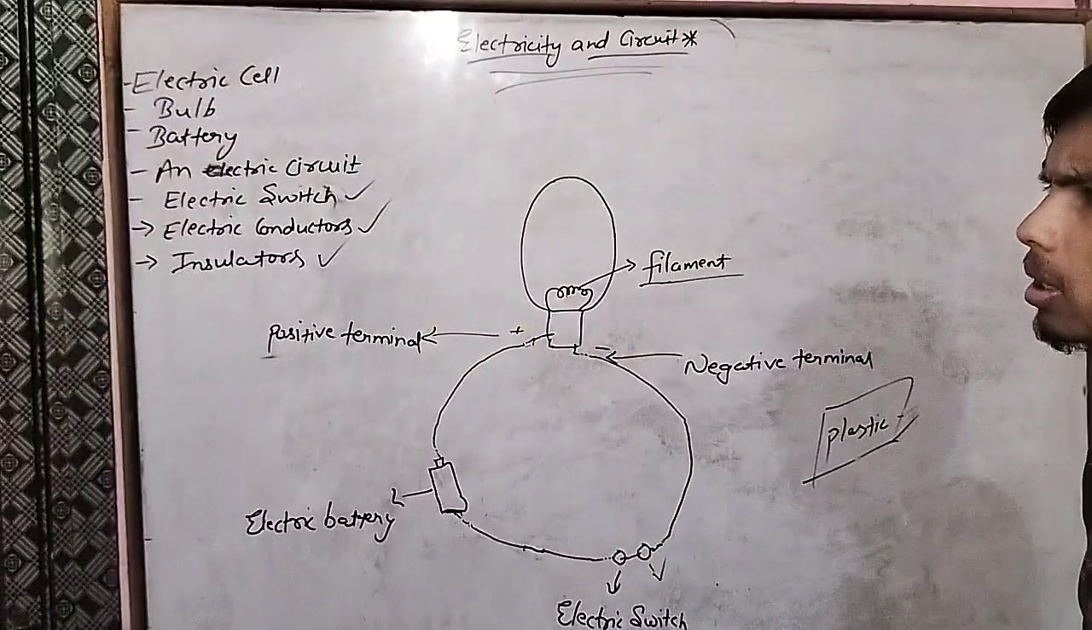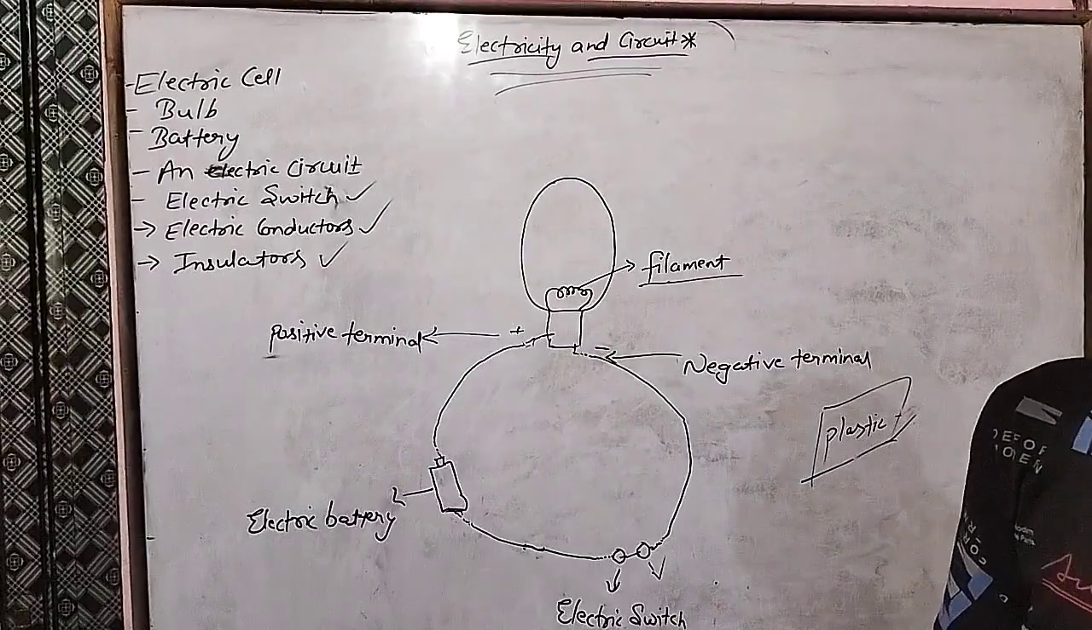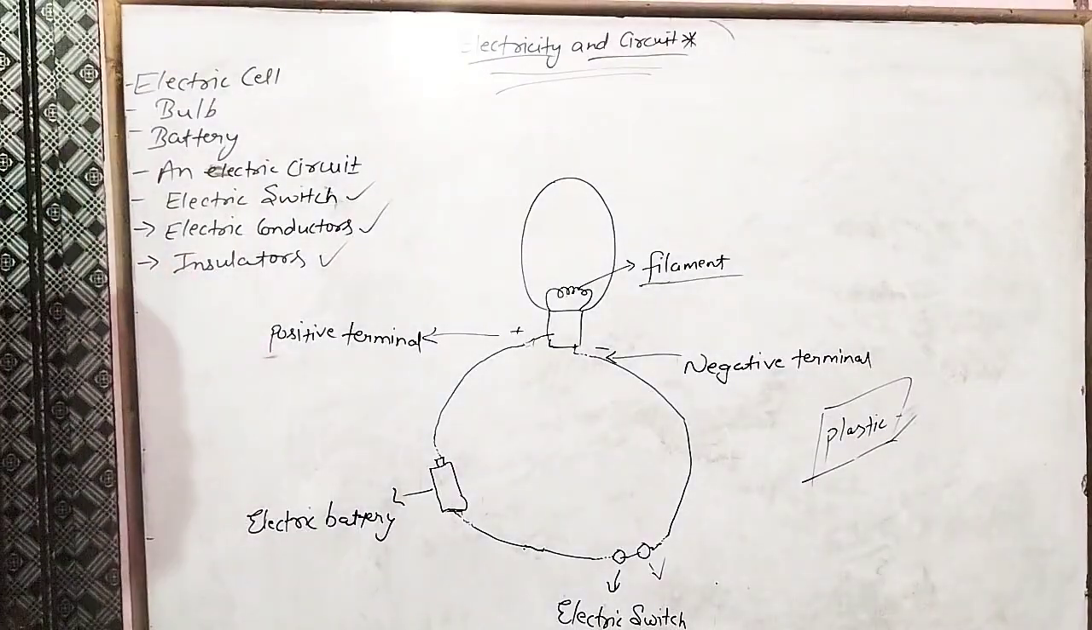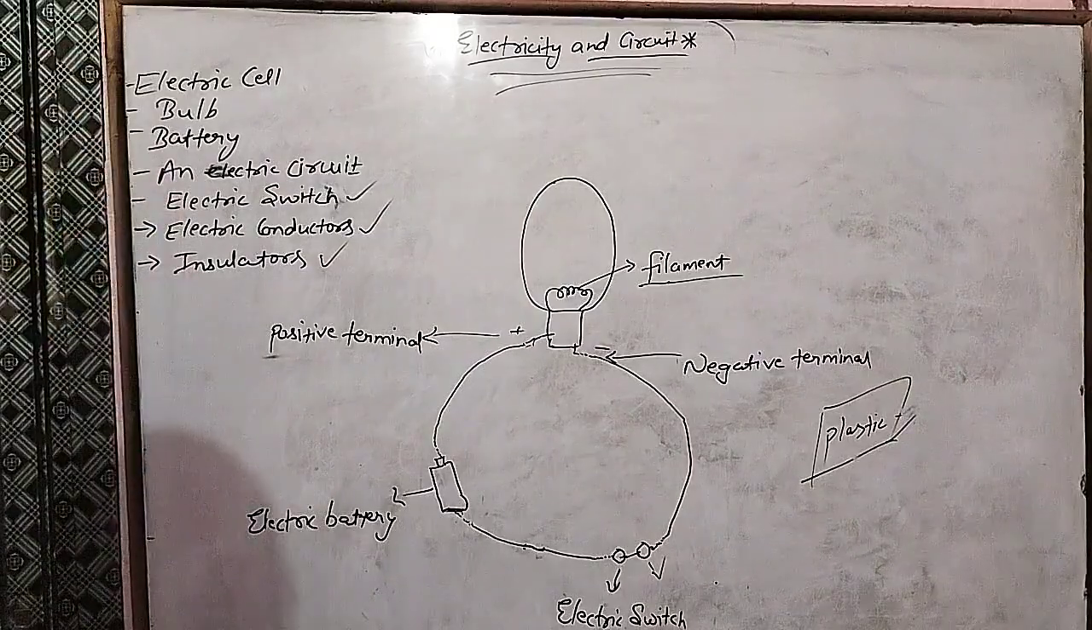About electric conductors and insulators we understood. And with this practical example, we also understood the definition of each word.